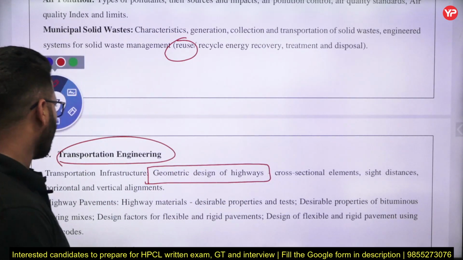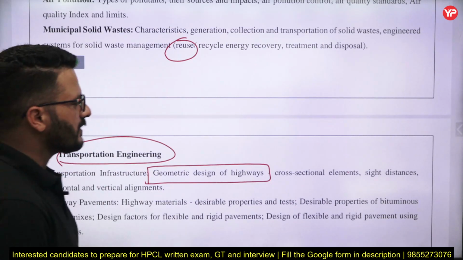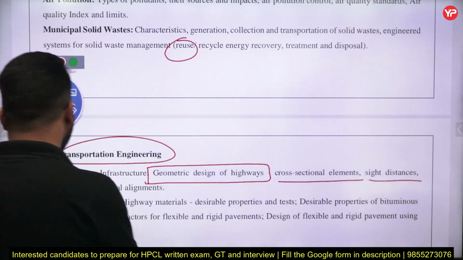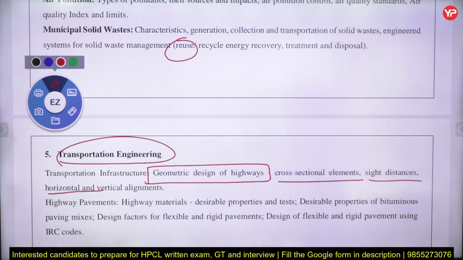So after covering the geometric part, or even it is mentioned here in the geometric part what you have to study: cross section elements, sight distances like the stopping sight distance, overtaking sight distance, and the intermediate sight distance, everything.